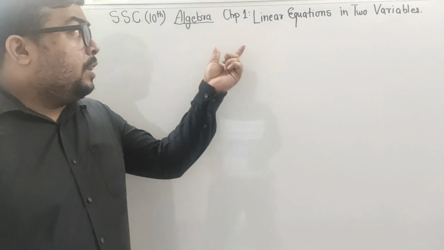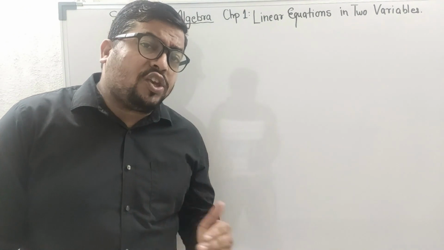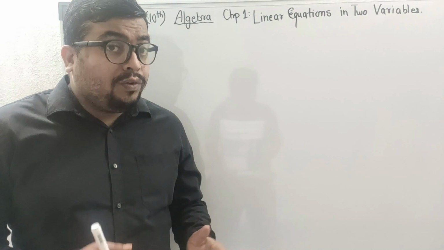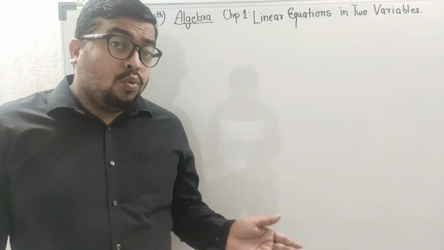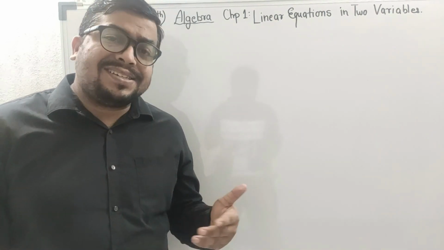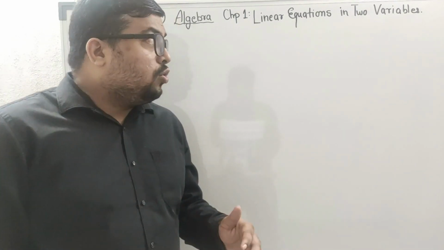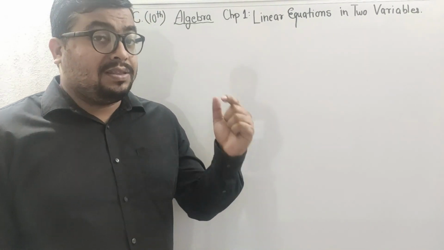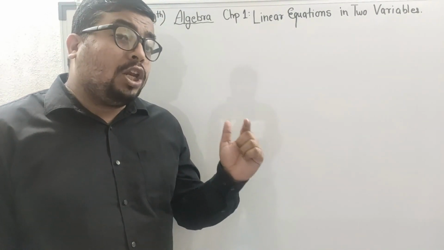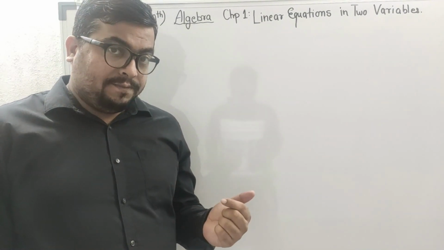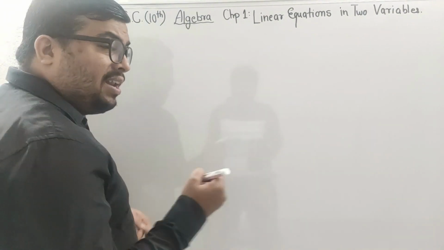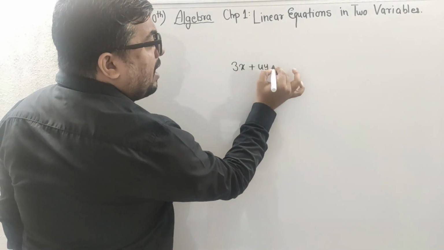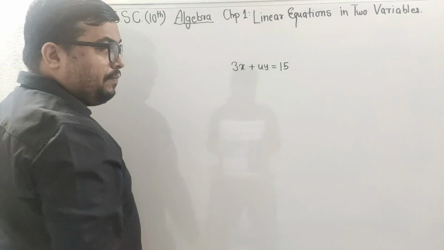So students, name of the chapter is Linear Equation in Two Variable. That means here you will find some equations which you have already studied in 9th standard. So you will get some equations having two variables. That means the equation will include two alphabets. For example, 3x plus 4y is equals to 15.